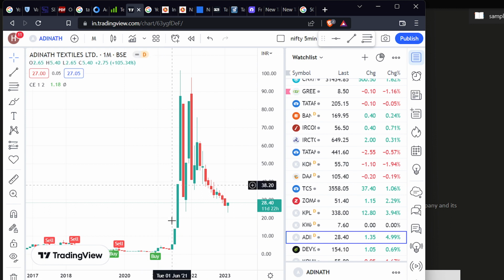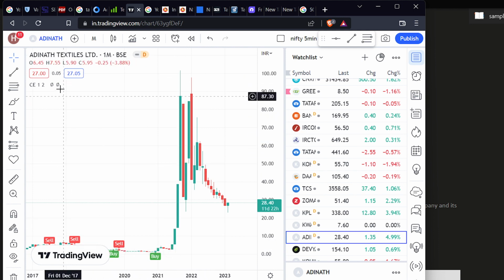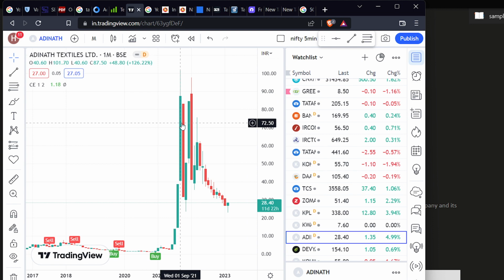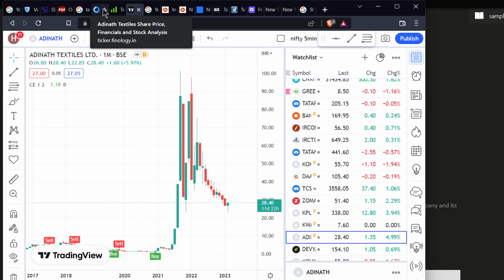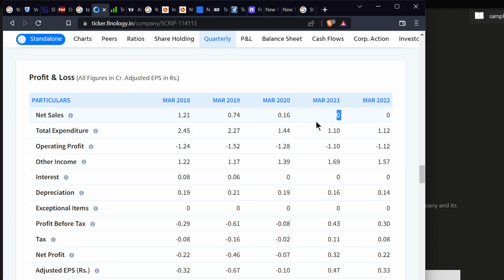As I told you, Adina Textile. In July it was 5 rupees, but within a short period of time it went to 100. When you see only the charts, you will find that Adina Textile is in huge profit, but there is no such kind of profit. When we see the profit and loss statement, you'll come to know that in 2021, 2022 they have not sold a single product at all. So to avoid such kind of manipulation in the stock market, you need to see the profit and loss statement and other statements.